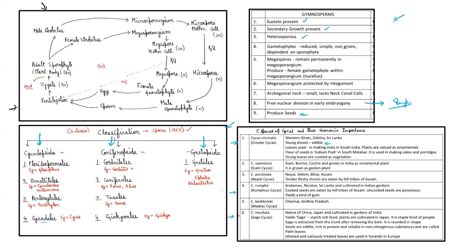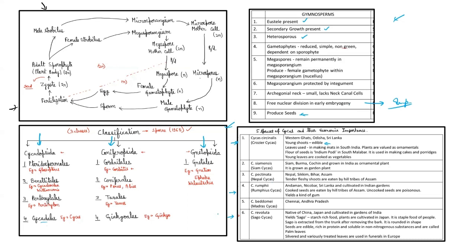The other species that is important is Cycas rumphii, which is also commonly called Rumphius cycas, and it is found in Andaman and Nicobar. The cooked seeds are eaten by the hill tribes of Assam. If the uncooked seeds are taken, they are poisonous. They can cause even death. Now, Cycas rumphii also yields a kind of gum, which is very important.